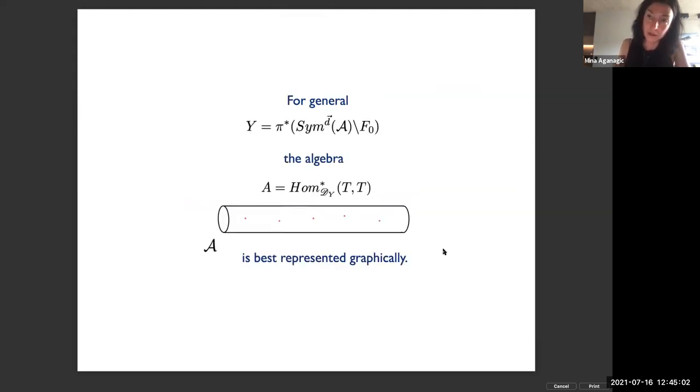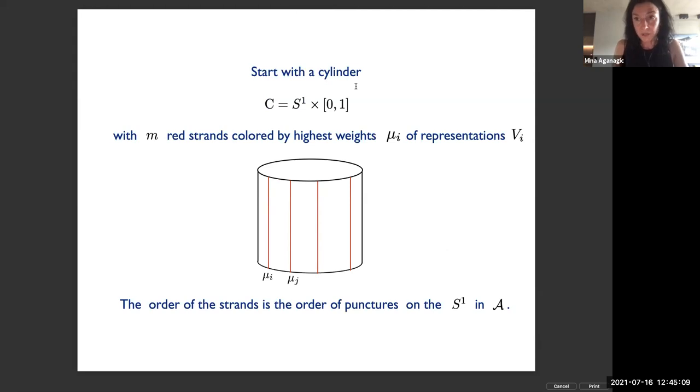For more general Y, associated with general G, the algebra is best represented graphically. So start with a cylinder with M red strands, one for each puncture on the Riemann surface, colored by the highest weights of the corresponding representations. The order of the strands is the order of the punctures on the S^1 in the Riemann surface. So just project to see in which order the punctures appear. In fact, this S^1 and the S^1 in the Riemann surface, which is an infinite cylinder, should be thought of as identified.